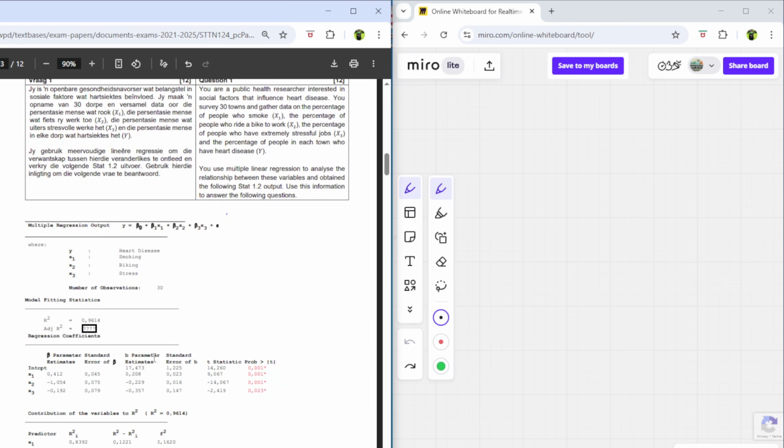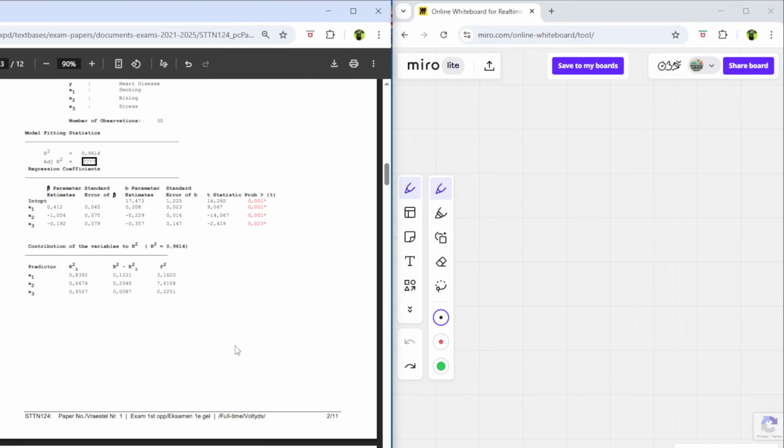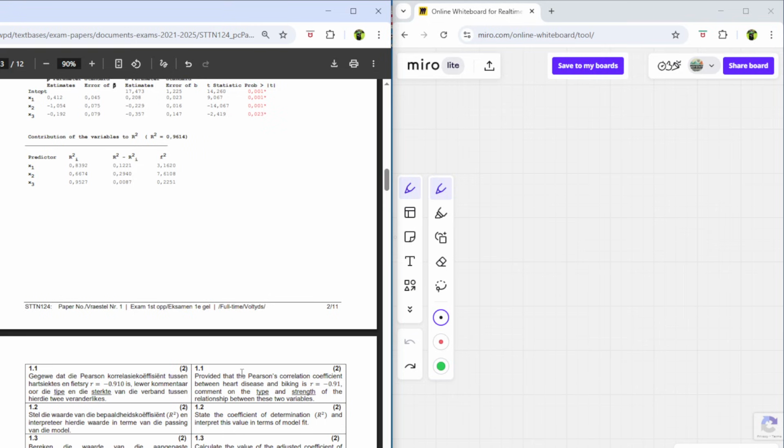There are questions that follow after that. So here is your variables. So you need to understand these variables, you need to understand these regression coefficients and all that. So the first question says, provided that the Pearson's correlation coefficient between heart disease and biking is R equals minus 0.91. Comment on the type and strength of the relationship between these two variables.